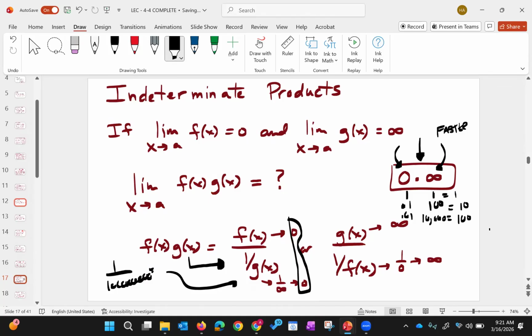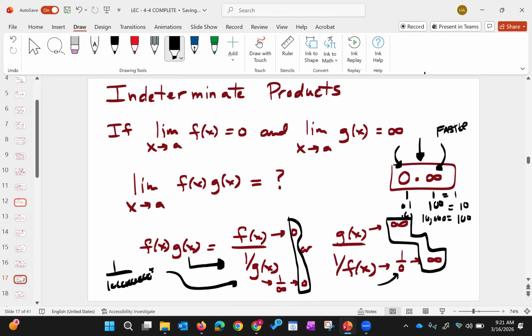If you flip the other one over, that means g of x going to infinity, but 1 over 0.000000001 becomes a huge number. So here's the other L'Hopital's form, which is infinity over infinity. So really, this is just an extension of L'Hopital's rule. Okay, are we good there?